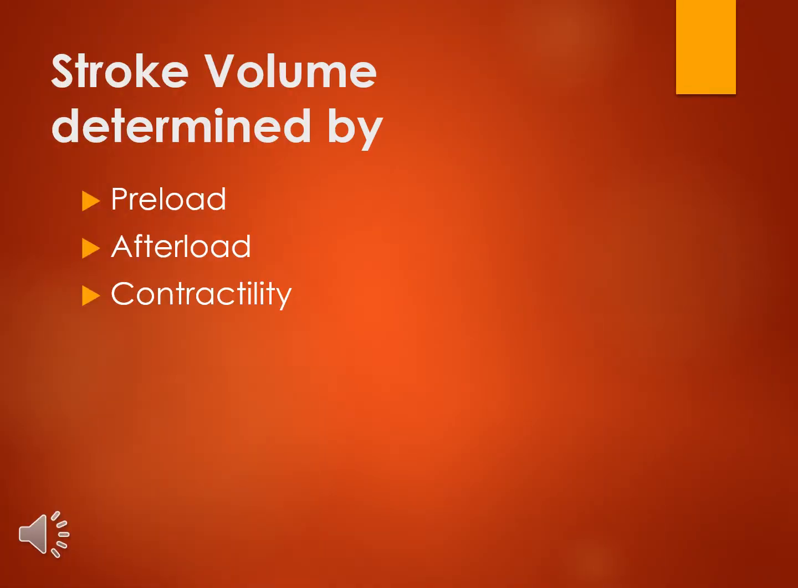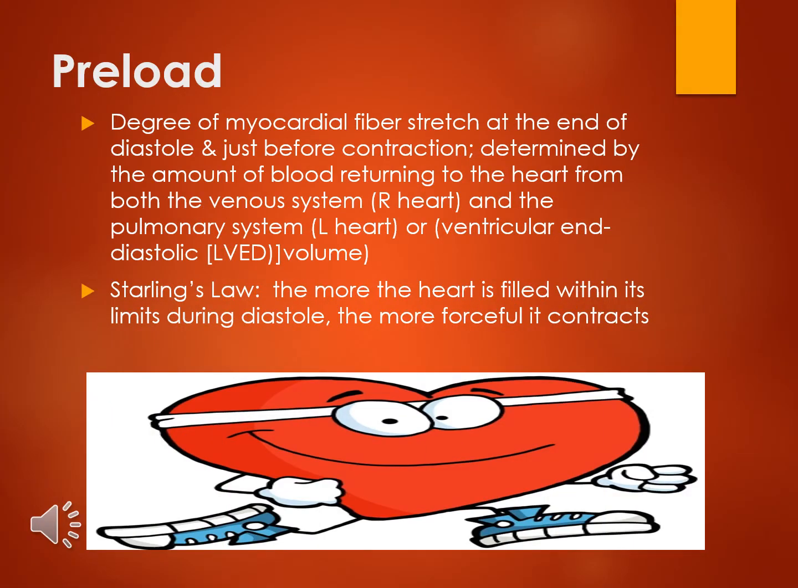Stroke volume is also determined by the preload, afterload, and contractility, and we're going to look at each one of those individually. The preload is the degree of myocardial fiber stretch at the end of diastole and just before contraction. It's determined by the amount of blood returning to the heart from both the venous system to the right heart and the pulmonary system to the left heart, or the ventricular end diastolic volume.